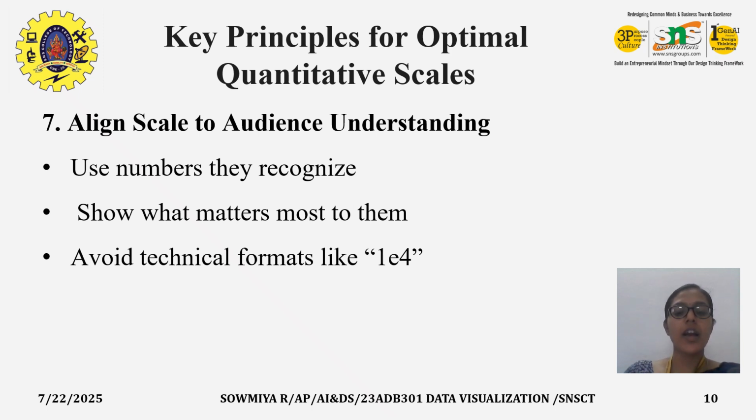And to summarize, the principles for optimal quantitative scales are: start the axis at 0 when appropriate, use consistent intervals and units, avoid over precision, choose an appropriate range, and label clearly and accurately. Then use logarithmic scales when necessary, and align scales with audience understanding. By following these guidelines, your visualization will be clear, accurate, and trustworthy.